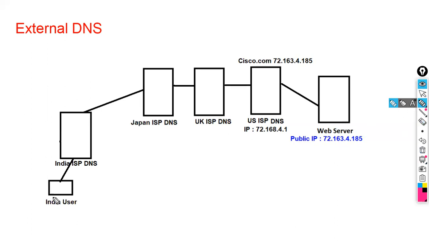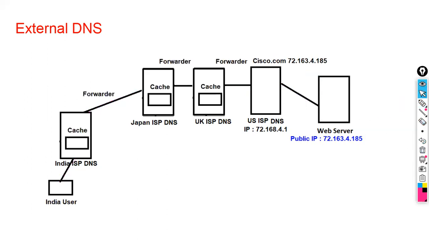Then you are in India, and let us say there is one user in India who wants to access this website. So what he will do, it is connected like this. It is connected to India ISP. India ISP is connected with Japan. Japan ISP is connected with UK. UK ISP is connected with US. US ISP is having this web server. Okay, so it will open cisco.com. Okay, and the request will go to the India ISP, but this India ISP is not hosting this cisco.com.